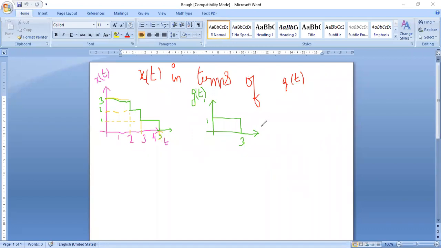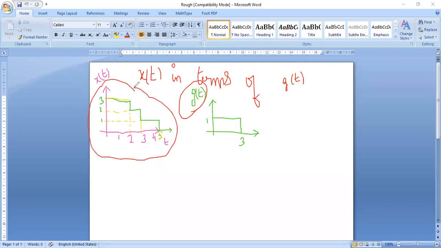Have we solved a similar problem earlier? Can you just check your notes? Tell me, have you solved a similar problem earlier? Yes, ma'am. Okay, very good. So now, you know very well, express x of t in terms of g of t means we should perform the operations on g of t, and we have to add all the g of t such that we will get this x of t.